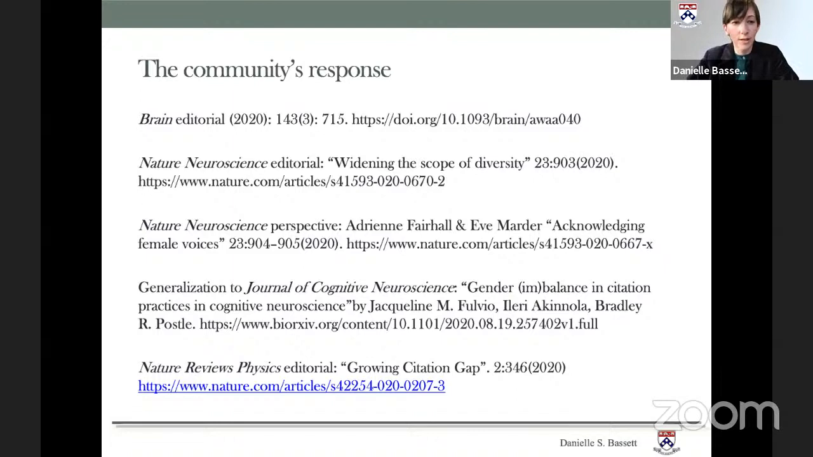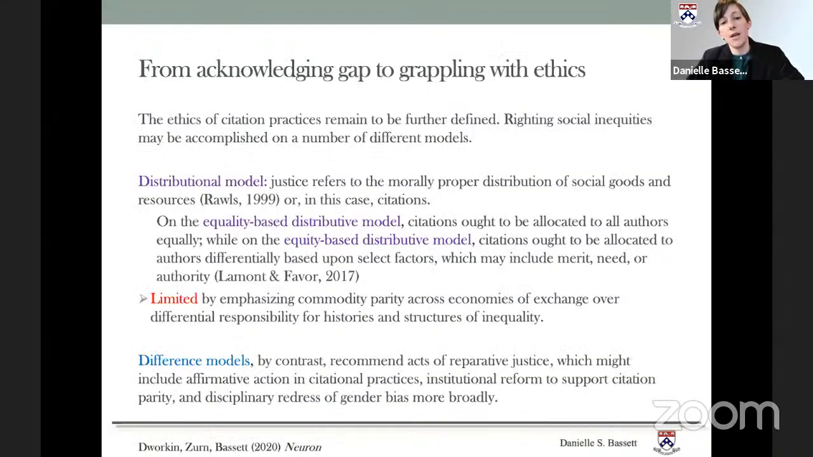So there was a Brain editorial in 2020, a Nature Neuroscience editorial in 2020, a perspective that was written by Adrienne Fairhall and Eve Marder, two iconic figures in systems neuroscience. There was also a generalization of the findings to the Journal of Cognitive Neuroscience and a Nature Reviews Physics article on the growing citation gap. But I think what I want to focus your attention on as we close here is not necessarily acknowledging the gap, but maybe grappling with the ethics.